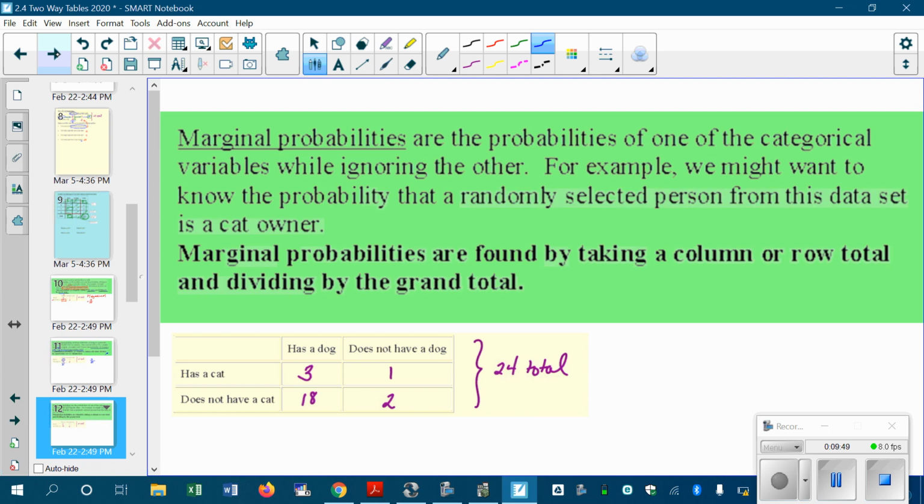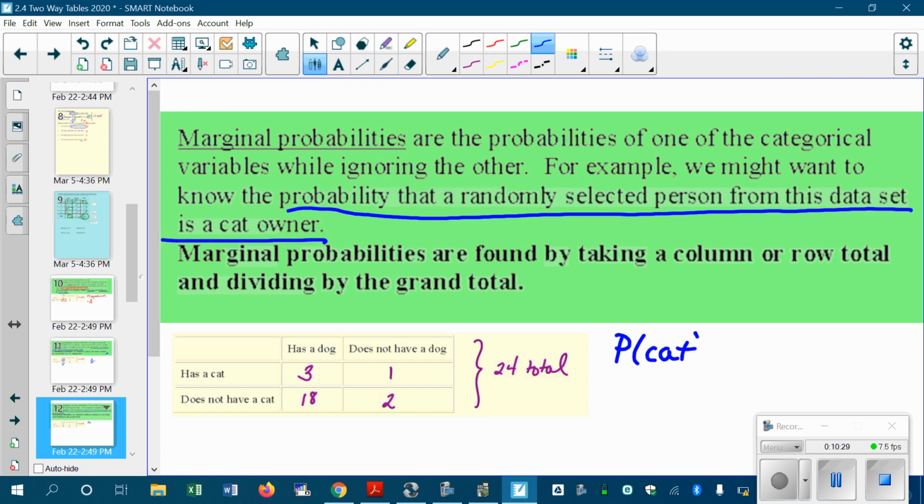The last kind of probability I will mention is actually, I think, maybe the easiest. It's what's called a marginal probability. You can tell that you're doing a marginal probability because one of the variables is not mentioned at all. If only one of the variables is mentioned, you know you're doing marginal probability. Now, just to make sure you're clear, in our problem, the variables are dog ownership and cat ownership. So if I am only talking about one of those two things, it must be a marginal probability. So for example, maybe I want to know the probability that a person from this data set is a cat owner.